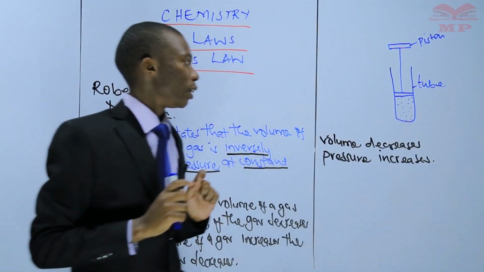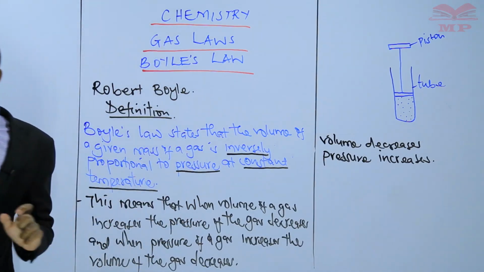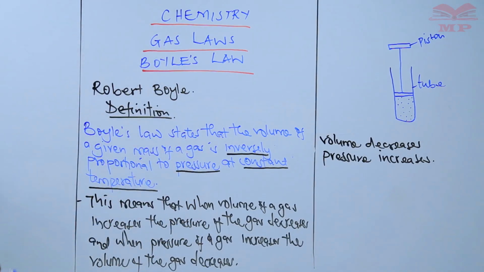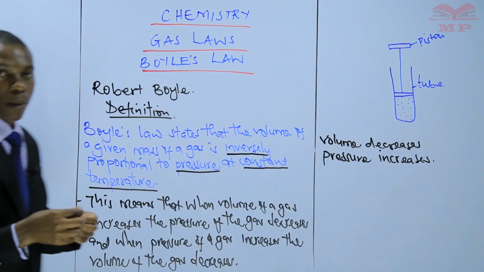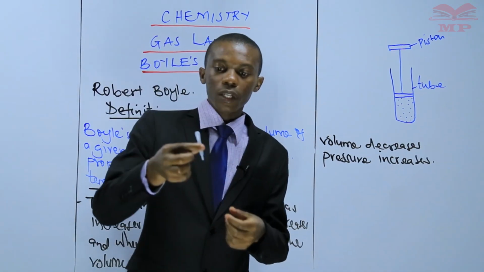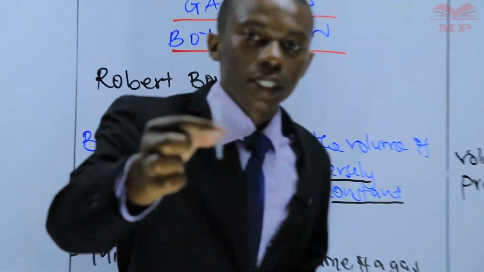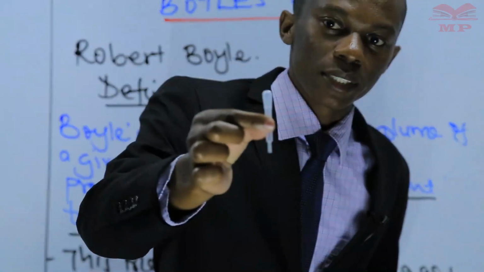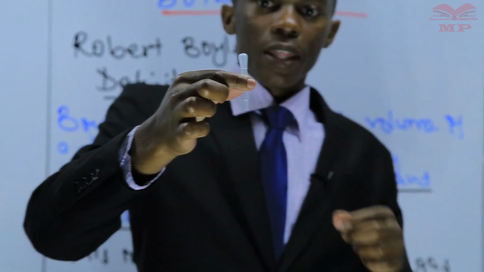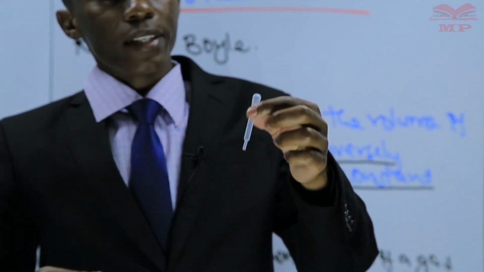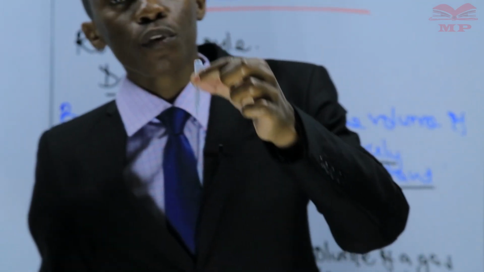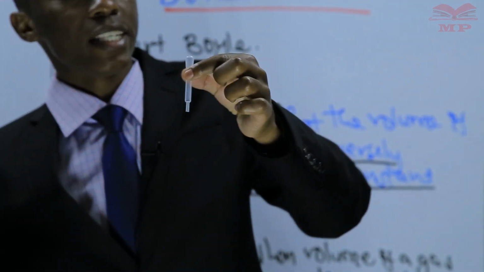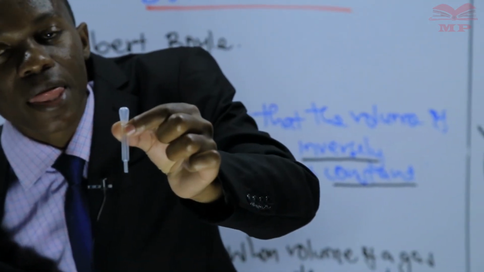Understand that very well. I will use a live example, and I will use one of my simple apparatus. This one is called a dropper. This dropper has a volume of air inside. There's some air inside this dropper.